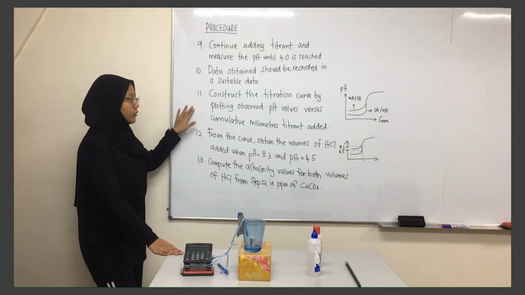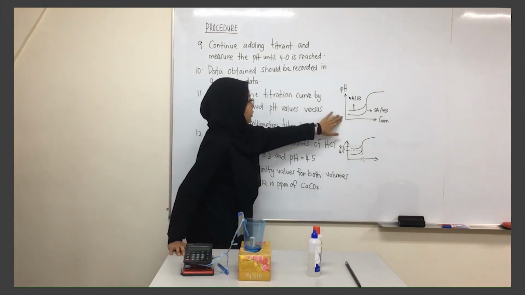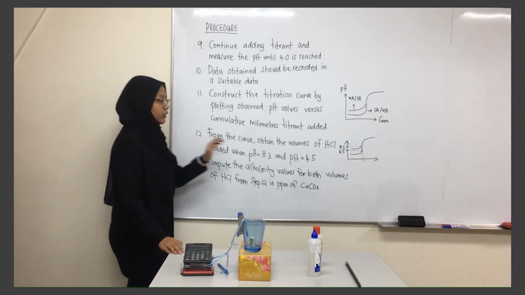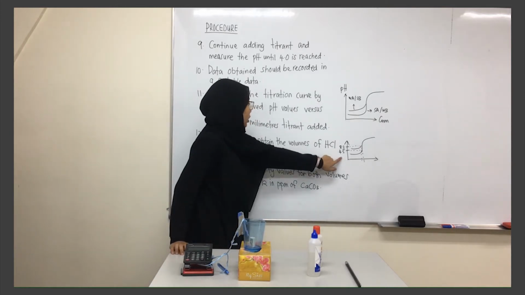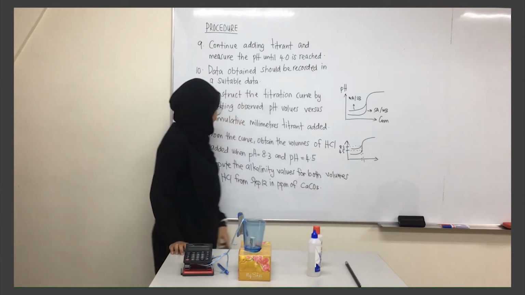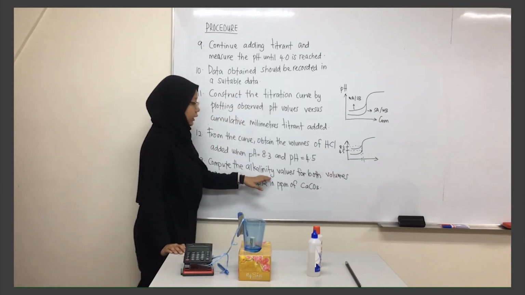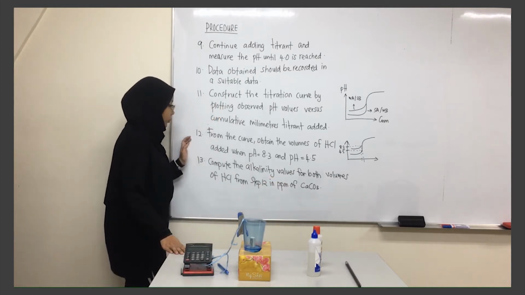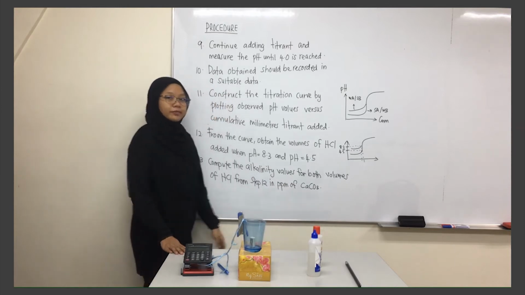Step 11, construct the titration curve, pH versus the cumulative volume. Number 12 is, from the curve, we need to find the volume of hydrochloric acid when the pH is 8.3 and 4.5. And the last is, we need to compute the alkalinity values for both volumes of hydrochloric acid from step 12 in ppm of calcium carbonate.